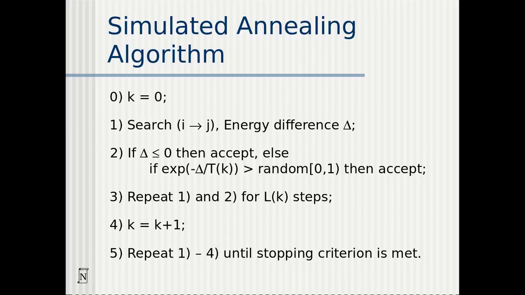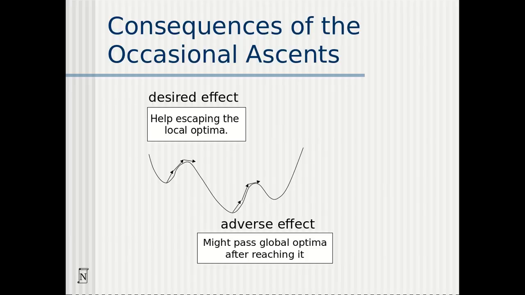That's mainly the algorithm. So what are its effects, which are desired and not desired? The desired effect is that it helps to escape the local optima. The acceptance of poor states early on in the process allows us to escape from the local optima. But the adverse effect is it may even pass the global optima. So that's the consequence of occasional ascents. That's it.